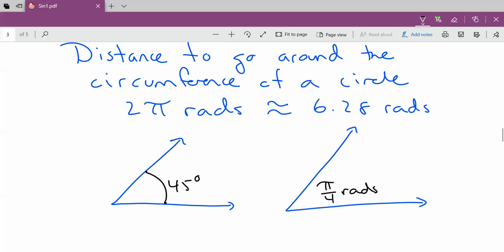So please go put your calculator in radian mode. You are in radian mode for all of 30-2. That's it. There's your history lesson. No quiz. Go relax.